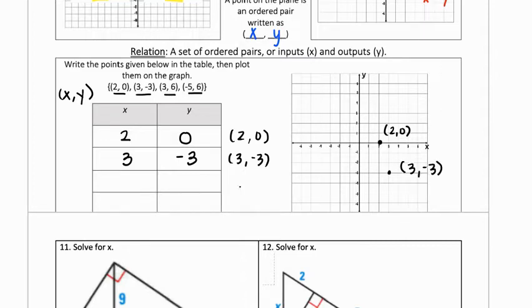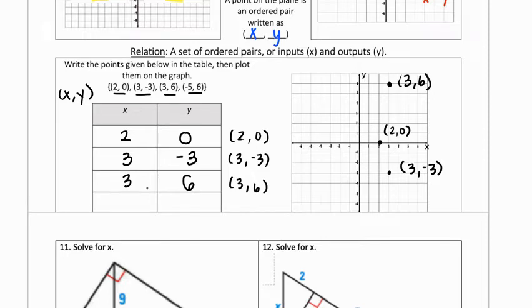The next point in our list was 3, 6. So our x value is 3 and our y value is 6. We go 3 spaces to the right from the origin and 6 spaces up from that spot. And that's where we'll plot 3, 6.